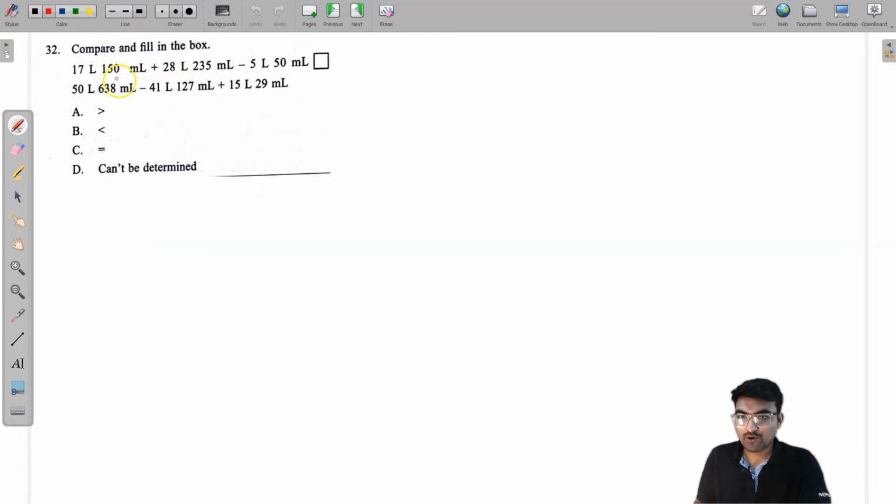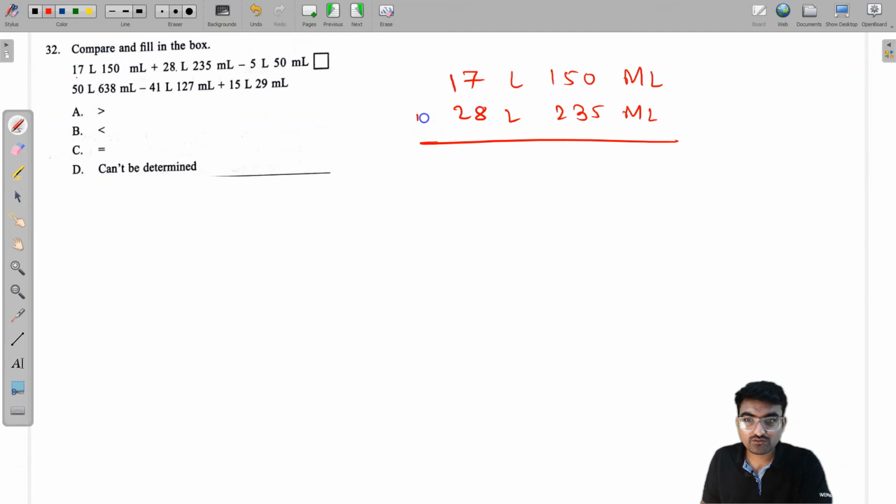Compare and fill in the box. 17 liter plus 28 liter minus 5 liter. Okay, so we have to add these. 17 liter 150 ml, plus 28 liter 235 ml. Okay, so what will be the answer? 5 plus 3 is 8, 2 plus 4 is 6... 7 plus 8 is 15, so 5 carry 1, and this is 45 liter 485 ml.